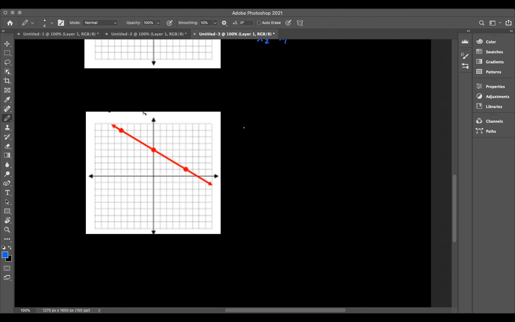All right. So again, remember, for b we need to know the b, and we need to know the m. Here's the point that crosses the y-axis. That's the easiest one to find first. 1, 2, 3, 4. So we know that's a 4.